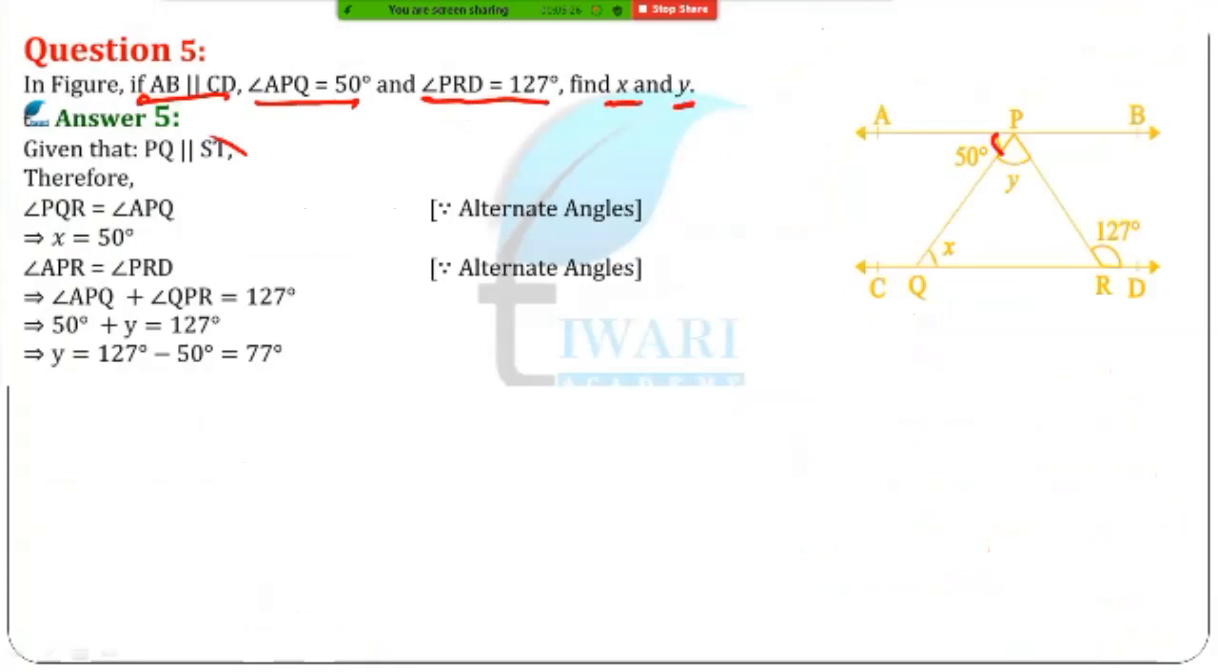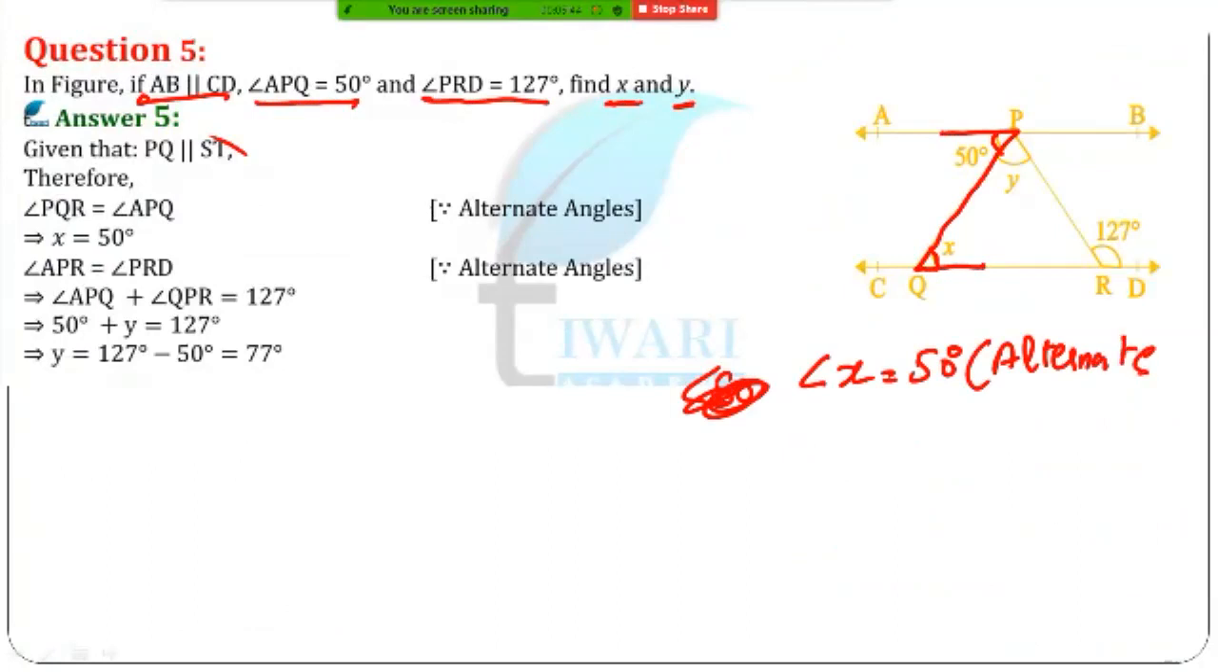So this 50 degrees and this X degrees, these are alternate angles. So these two are alternate angles. These are formed by this Z. So angle 50 degrees, so angle X is equal to 50 degrees. These two are alternate angles. So we will easily find the value of this X.